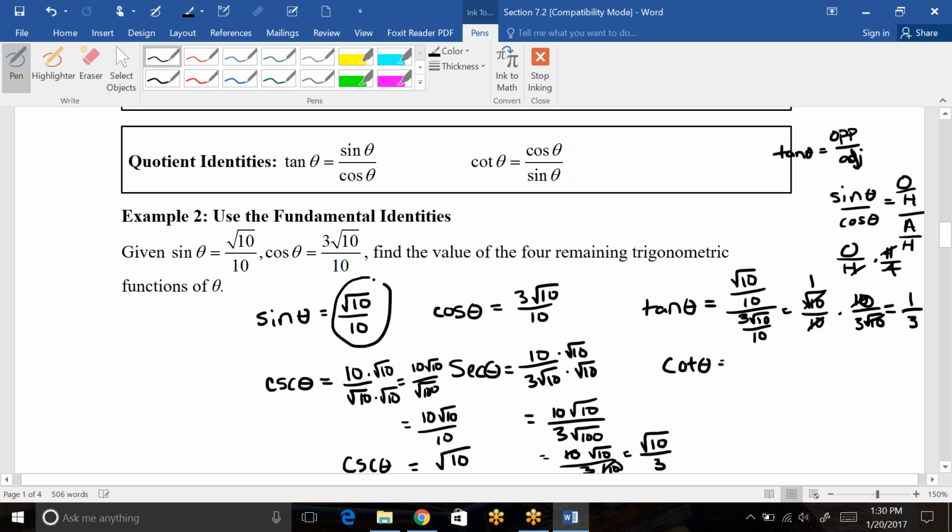So I'm going to circle all of the answers. This was given, we found tangent, we found cosecant, we found secant, and remember cotangent's just reversing or flipping tangent, so it's just going to be 3 over 1 or just 3.